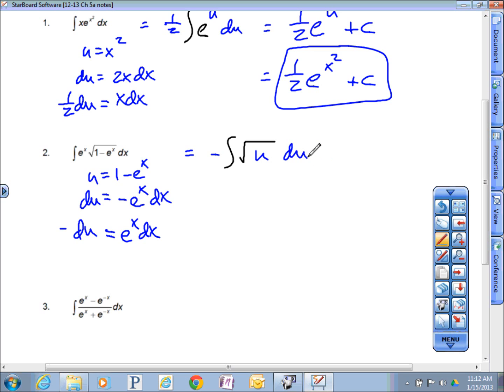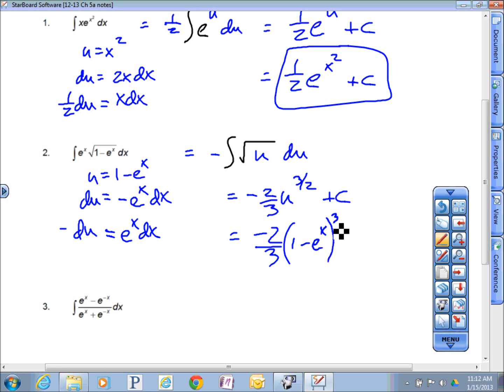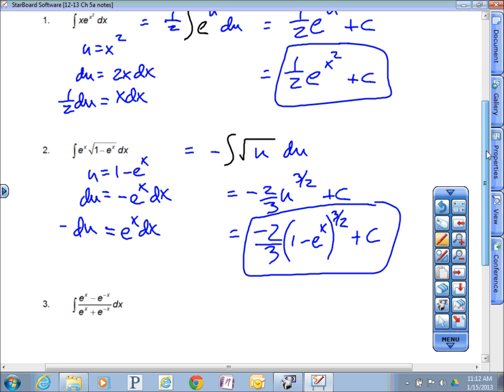So integrating u to the 1/2 power, add 1 to the power, divide by the new power. So negative, add 1 to the power would be u to the 3/2. Divide by the power would be the same as multiplying by 2/3. Don't forget your c. So negative 2/3 times the quantity 1 minus e to the x raised to the 3/2 power plus my c. So there's two of them. The second case is we've got an extra e to the x in there. So whenever your u has an e to the x in it, your du had better have an e to the x in it also.